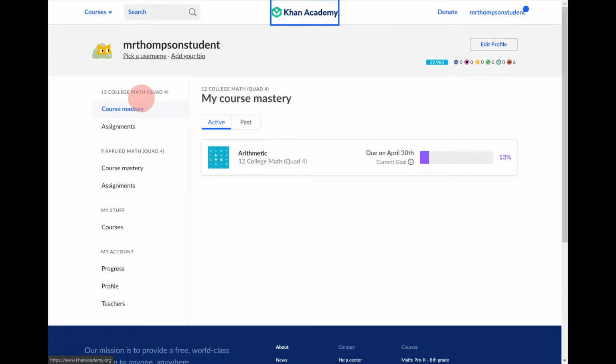You'll notice on the left, I have 2 courses because I've loaded both of the courses I'm teaching this quadmester here. But you should have your course on the left, on the sidebar here. And you'll see 2 links, one called Assignments, one called Course Mastery. We're really only going to use the Course Mastery link, at least for the start of the course here.